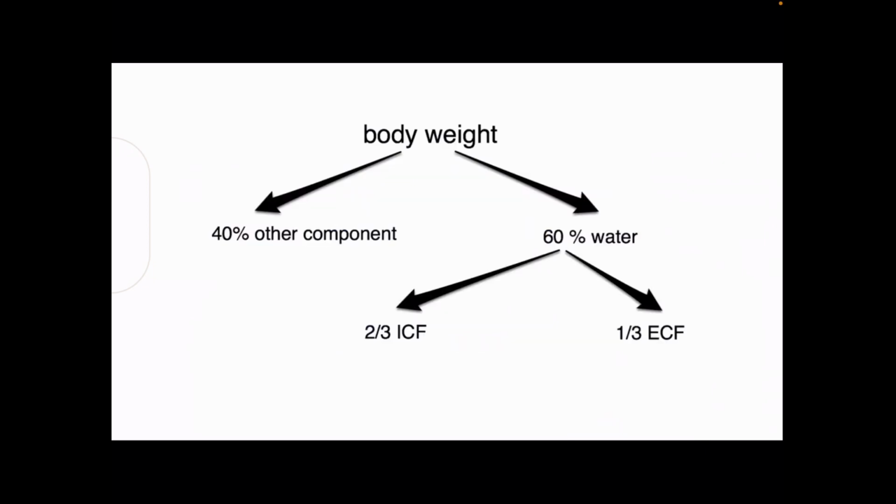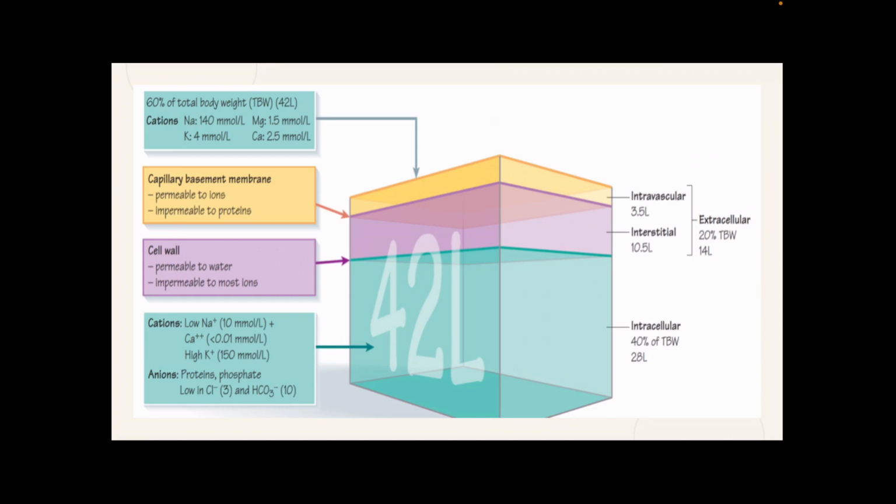So زي ما قلنا, the body weight approximately 60% is water. 2/3 intracellular, inside the cell. Intracellular fluid, and 1/3 is extracellular fluid. So as you can see here, extracellular fluid constitutes intravascular, which are inside the vessels, and interstitial tissues.